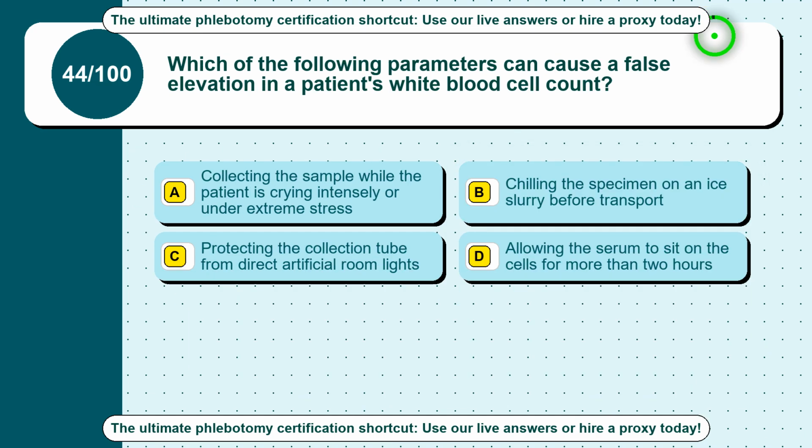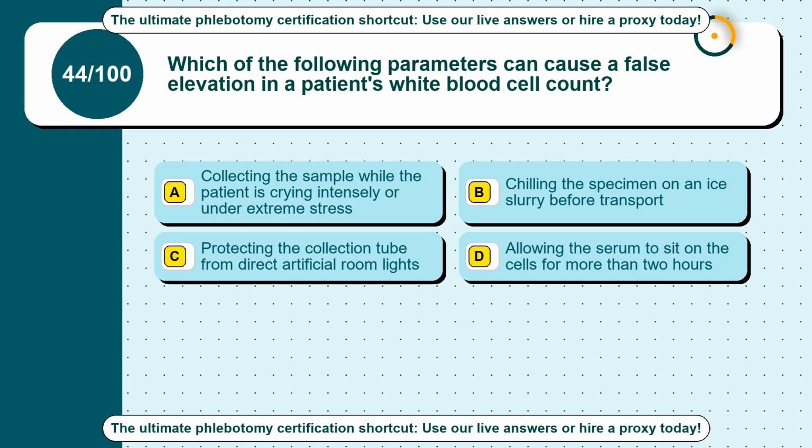Question 44. Which of the following parameters can cause a false elevation in a patient's white blood cell count? Option A, collecting the sample while the patient is crying intensely or under extreme stress. Option B, chilling the specimen on an ice slurry before transport.